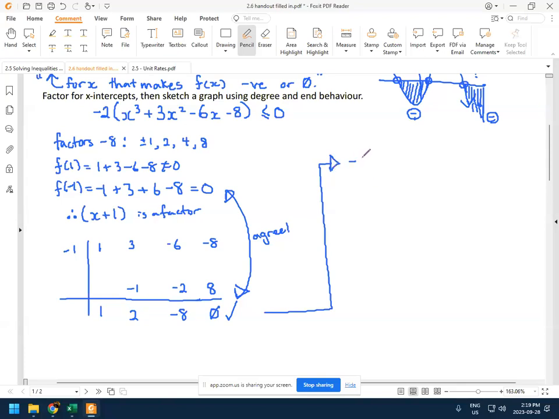That means my function is now -2 times my factor of x plus 1, and my trinomial. My cubic function is now x squared plus 2x minus 8, which is less than or equal to 0. So there's one x-intercept, right?